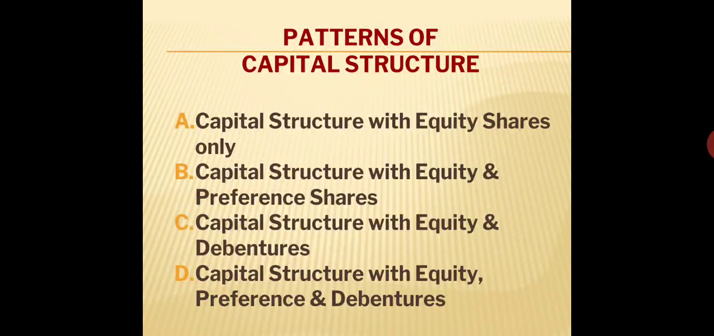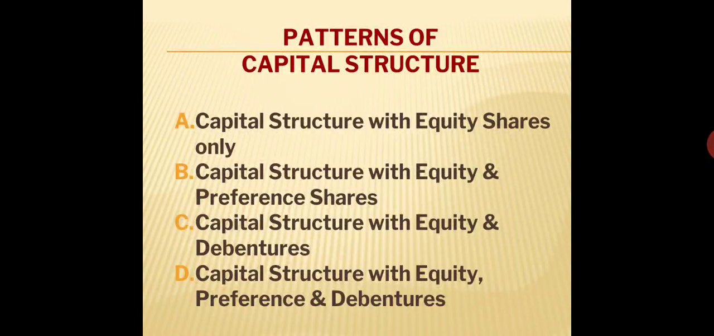Now let's discuss its demerits. First one, it is very difficult to pay interest to debenture holders and dividend to preference shareholders during a time of depression. When there is a recession in the market and the earning of the company goes down, at that time it is really very difficult to pay regular and timely interest and dividend to our shareholders and debenture holders.